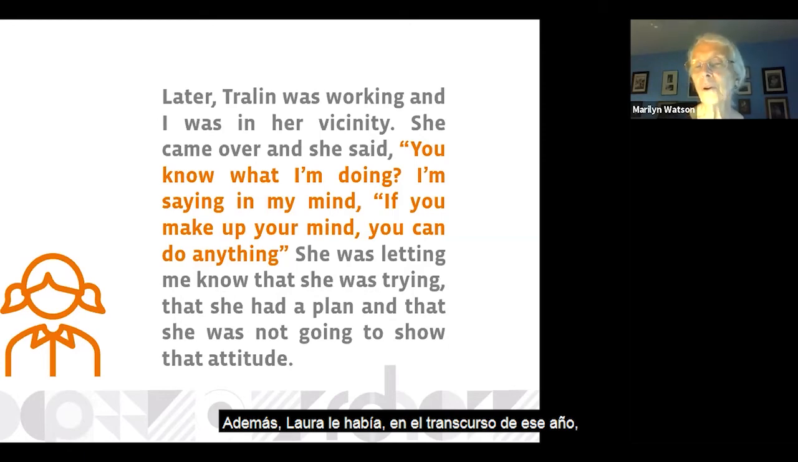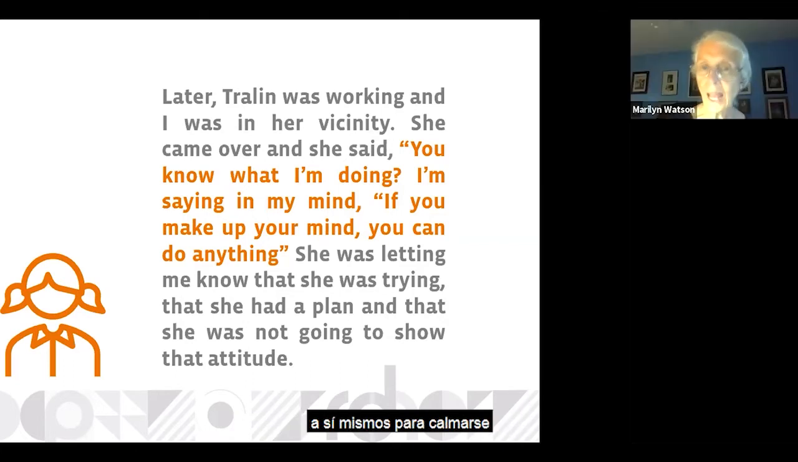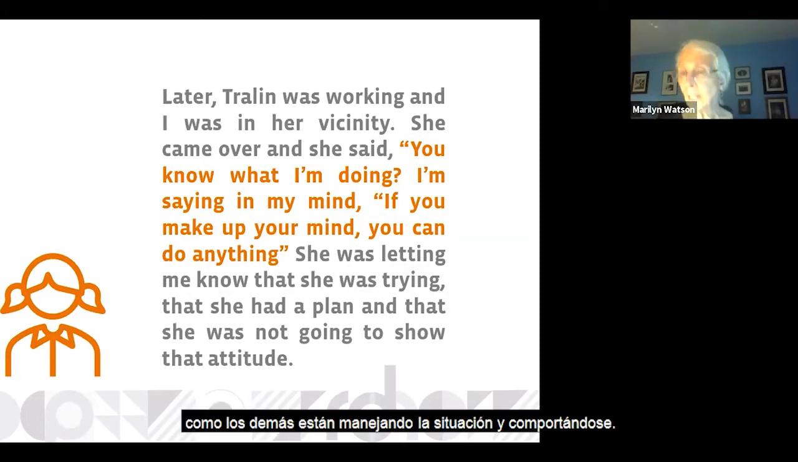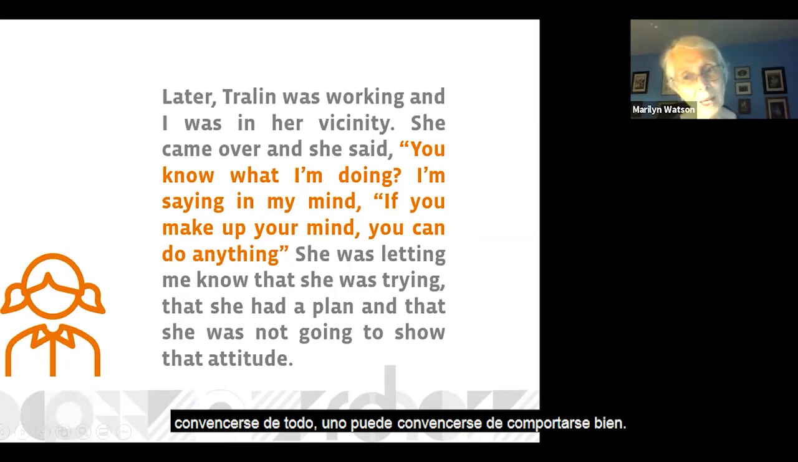Also, Laura had in the course of the year taught the children a technique called self-talk, that they could say in their mind how they would handle a situation. So if they were stressed or pressed, they would just have to say, now be quiet, calm down, look to see what others are doing, different things that are called self-talk. So it's also the case that Traylin is telling Laura that I use self-talk. I was saying in my mind, if you can make up your mind, you can do anything.